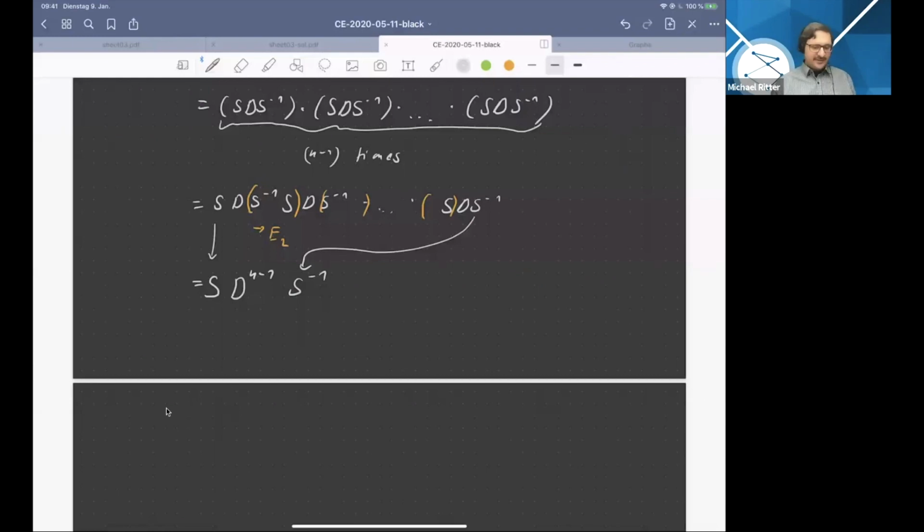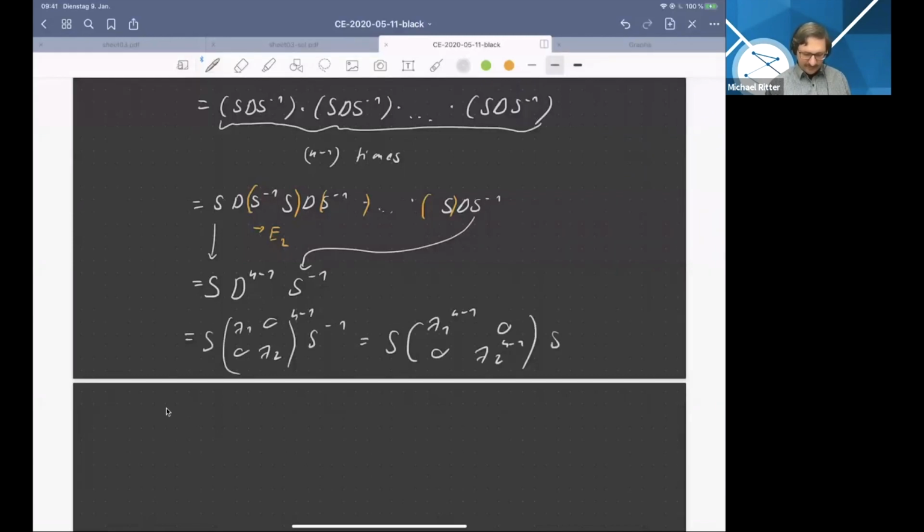But D is a diagonal matrix. You do remember it looks like that. And if you multiply a diagonal matrix with itself, then the diagonal elements hit each other and everything else is hit by zeros. So what you get here is lambda 1 to the n minus 1, 0, 0, lambda 2 to the n minus 1. So this neat trick only works for diagonal matrices, and that is why we can use that here.